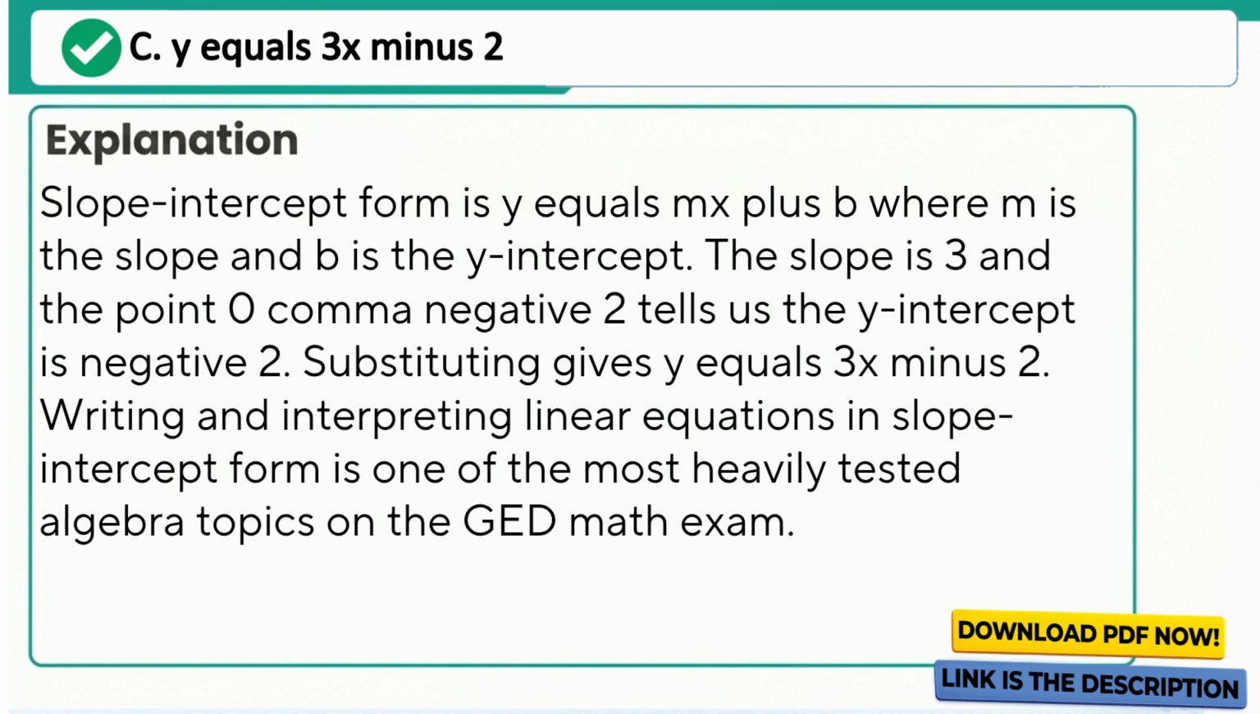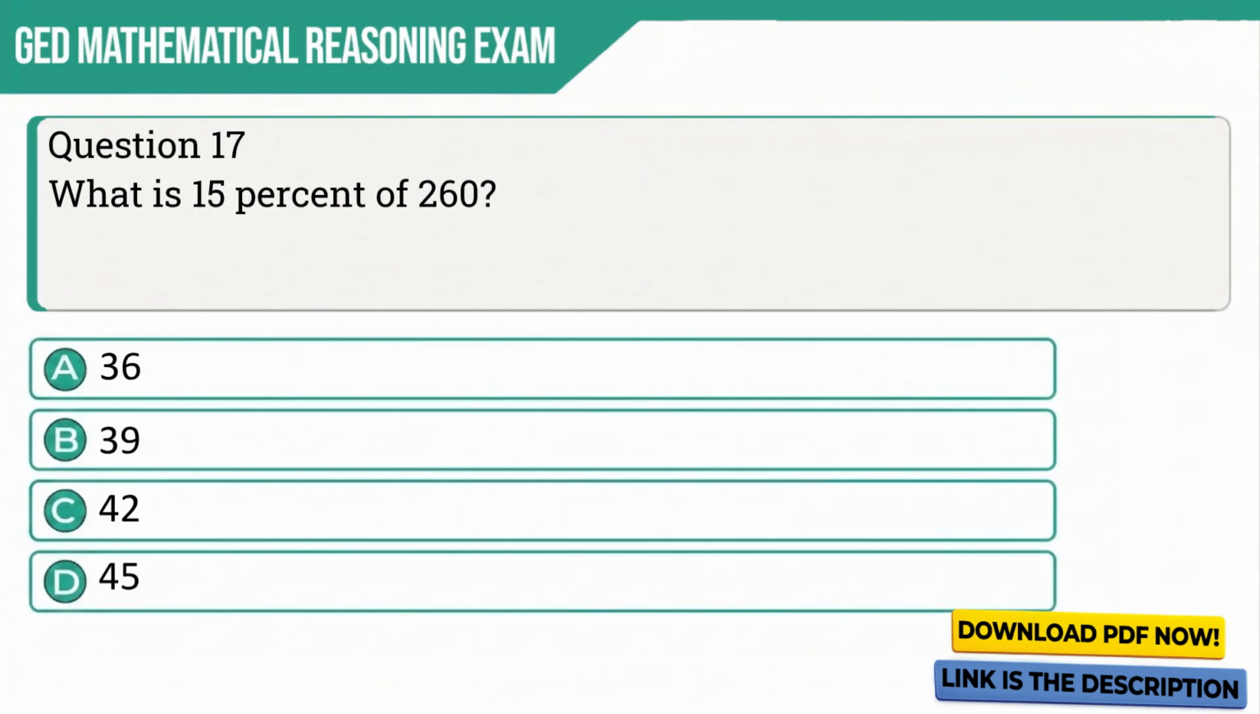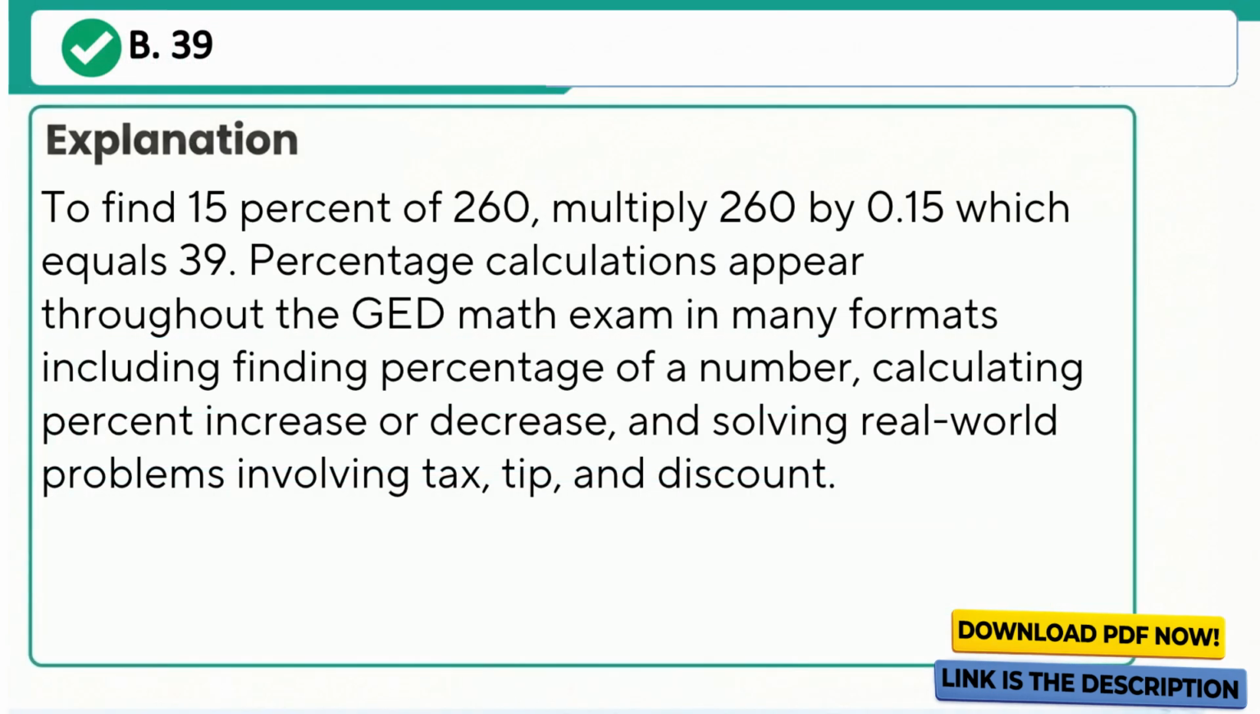Question 17. What is 15% of 260? A. 36, B. 39, C. 42, D. 45. Correct answer, B. 39. Explanation. To find 15% of 260, multiply 260 by 0.15, which equals 39.